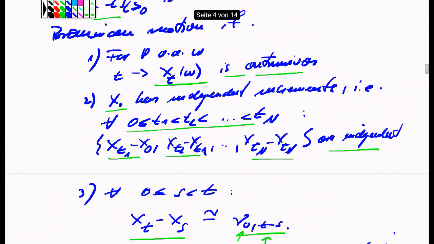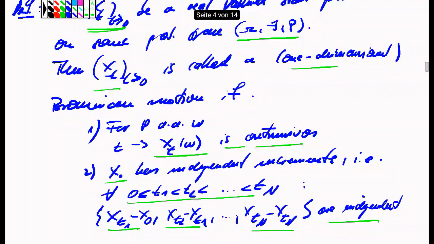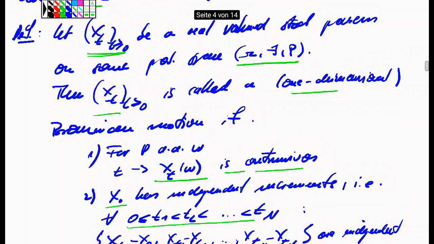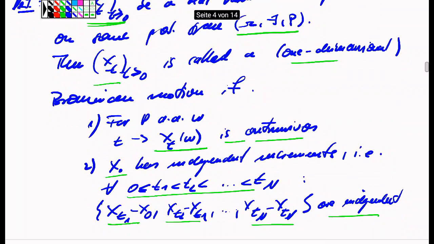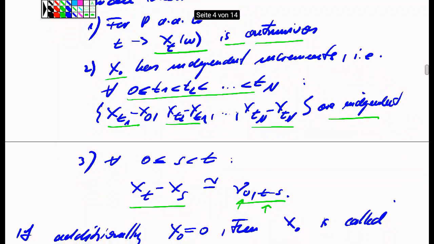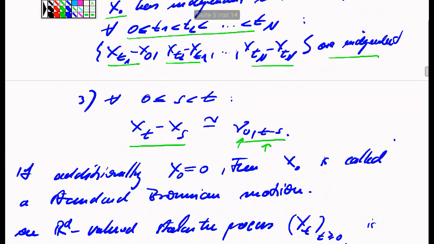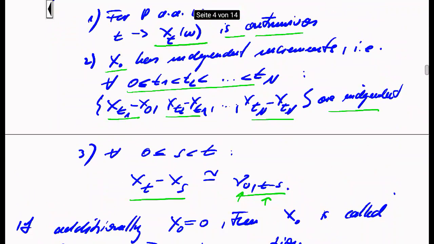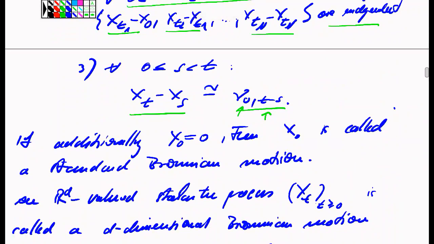So whenever you have a process X, which is defined on a continuous time scale, and which satisfies these three properties, namely continuity of trajectories, independence of increments, and that the increments are normally distributed with mean 0 and variance equal to the time length, then this is called a Brownian motion. If we additionally require that the initial position is 0, then this process X is called a standard Brownian motion.